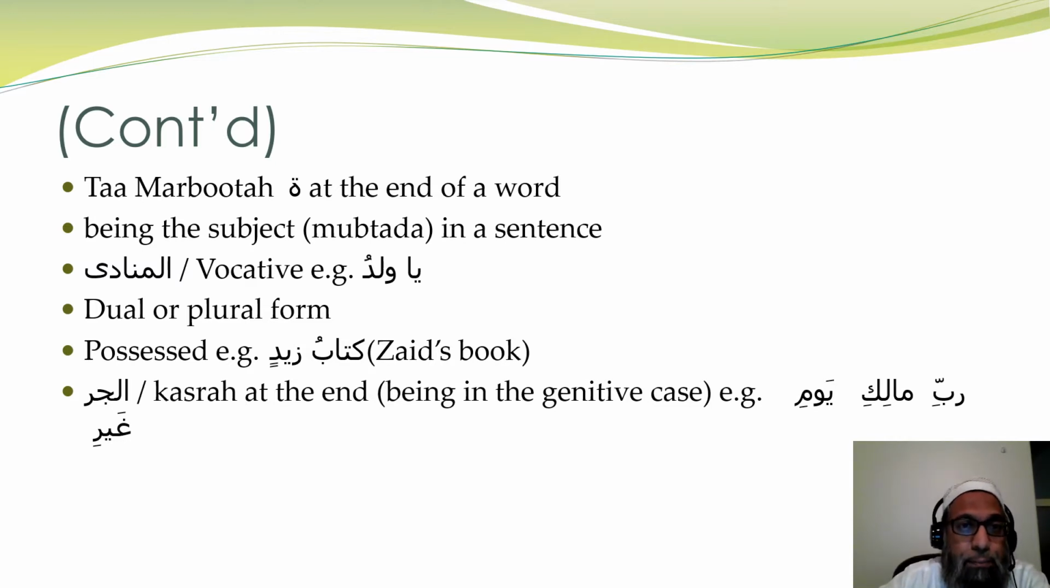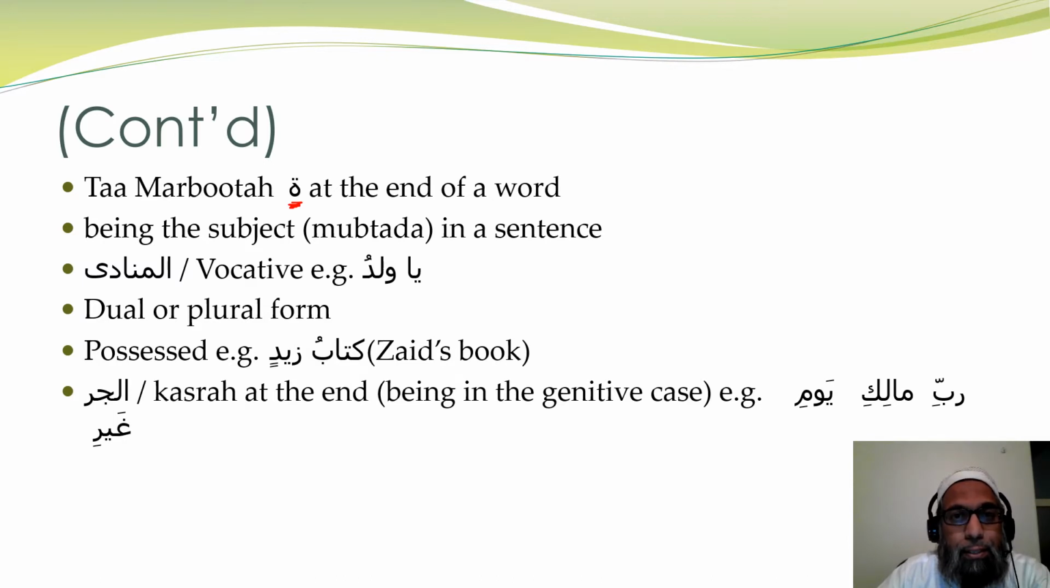Okay, and then ta marbuta, moving on to this slide. Ta marbuta, this little ta over here, rounded ta, marbuta. Rabata means to tie something. And marbuta is as if you tied it up at the top, right? And there's a little knot at the top there, if you look carefully. So that's why it's called ta marbuta.